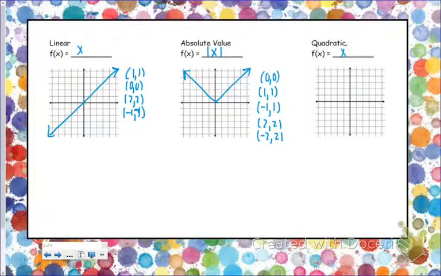Quadratic would be x squared, and that is our parabola shape. It goes through 0, 0, 1, 1, -1, 1, -2, 4. Sorry, +2, 4, and -2, 4. All right, those are the ones that are most commonly remembered.